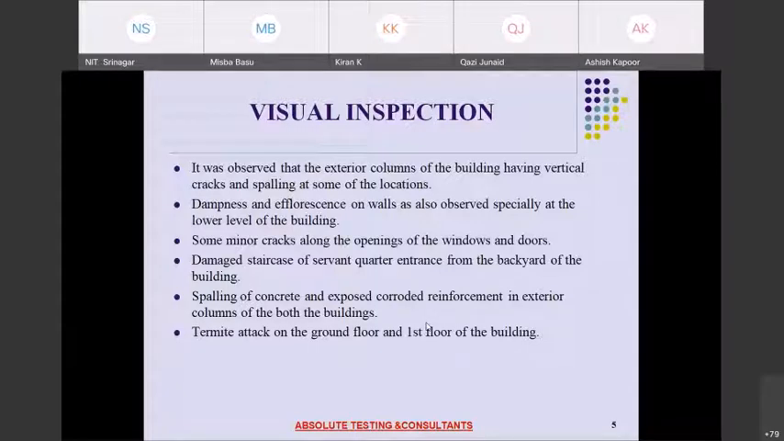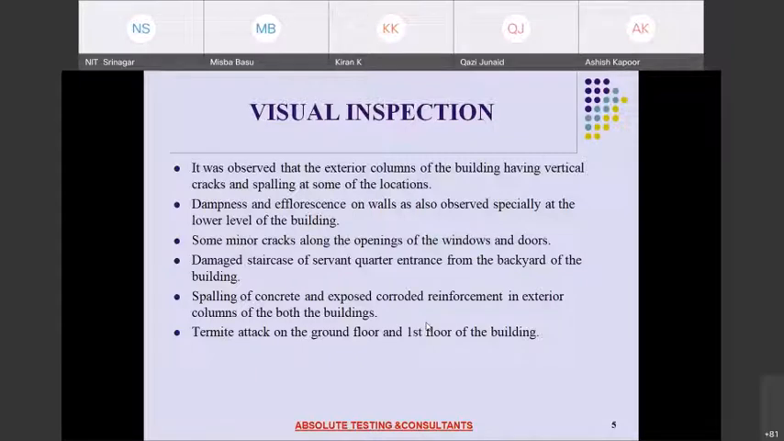So what is this spalling? Spalling means the detachment of cover from the parent concrete due to corrosion of reinforcement. At some locations the spalling was observed, and based on the vertical cracks and spalling we got to know there is a problem of corrosion in the existing structure.